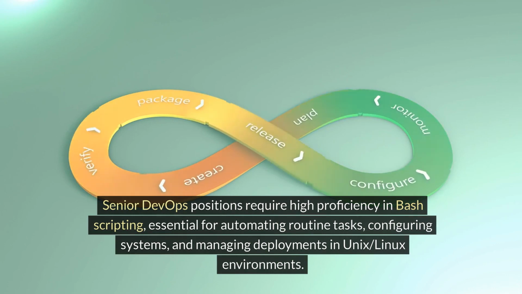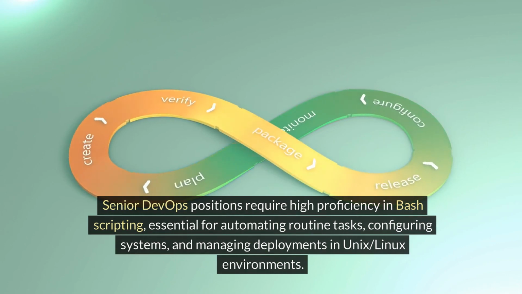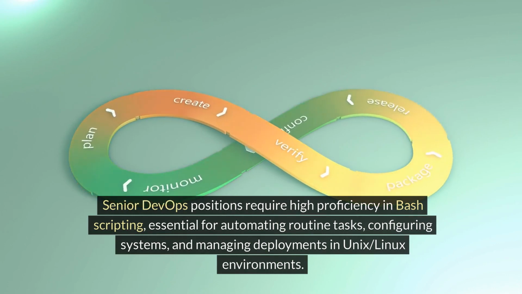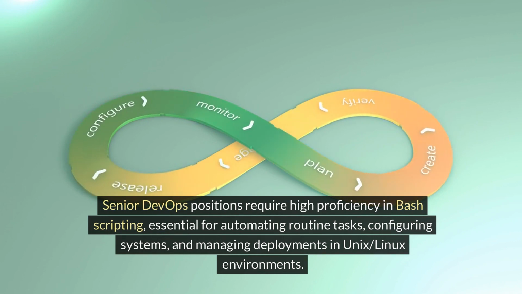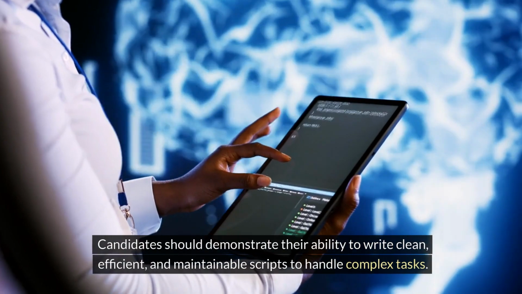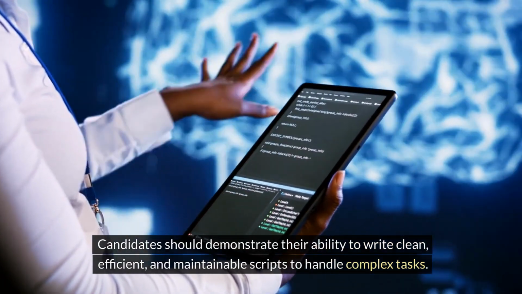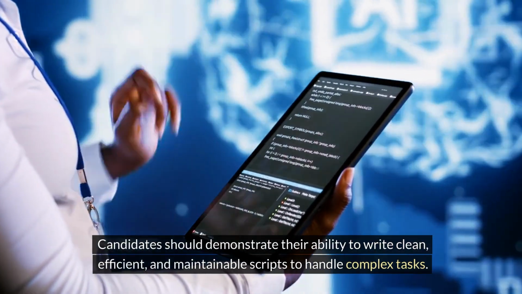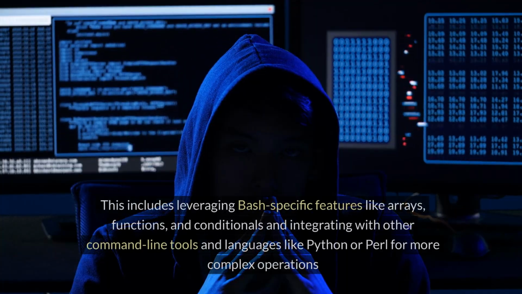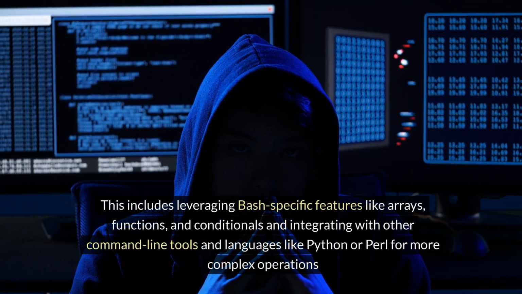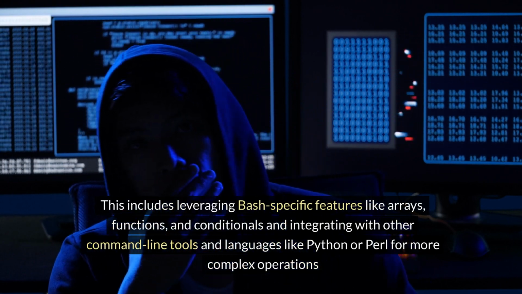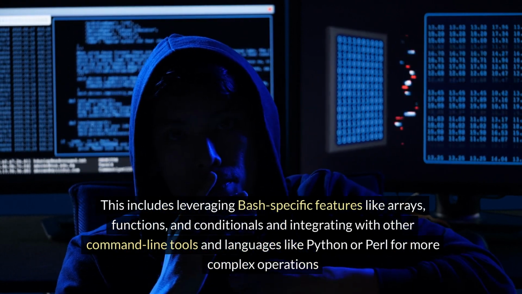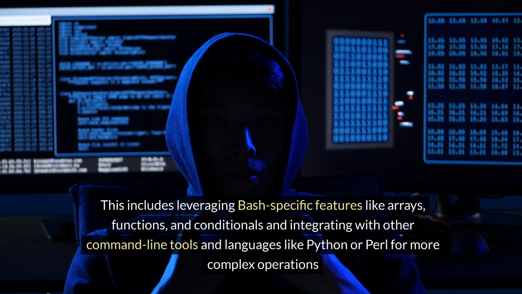Senior DevOps positions require high proficiency in Bash scripting, essential for automating routine tasks, configuring systems, and managing deployments in Unix Linux environments. Candidates should demonstrate their ability to write clean, efficient, and maintainable scripts to handle complex tasks. This includes leveraging Bash-specific features like arrays, functions, and conditionals, and integrating with other command line tools and languages like Python or Perl for more complex operations.